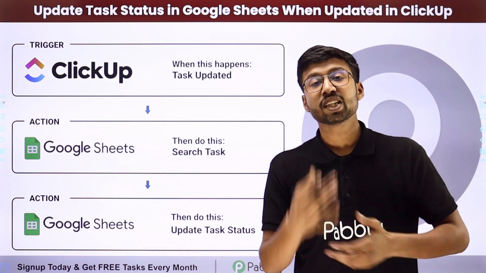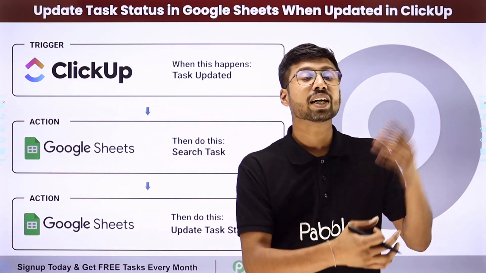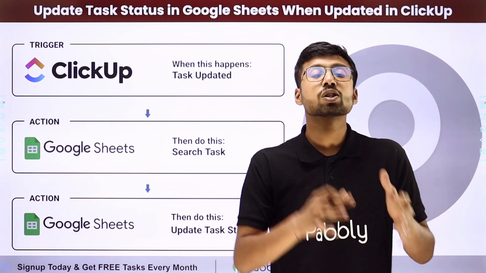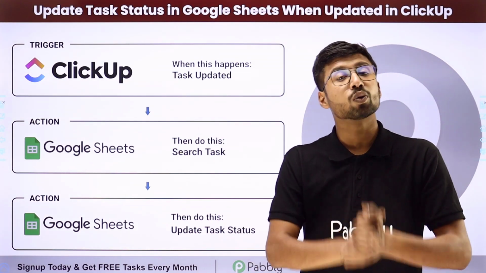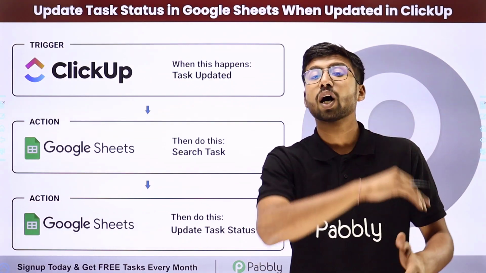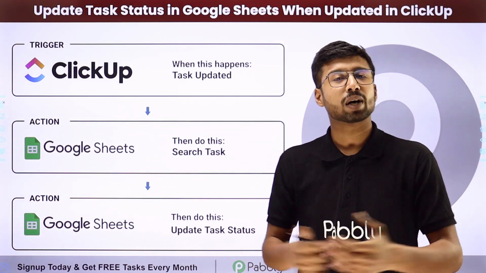Now you want that when the status of a task is updated in ClickUp as well, you also want to send the updated task status into your Google Sheet. You want to upload those details in Google Sheet as well. So let me tell you how you can automate this process using Pabbly Connect.